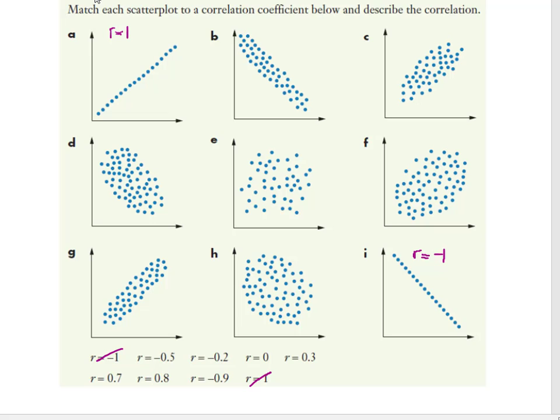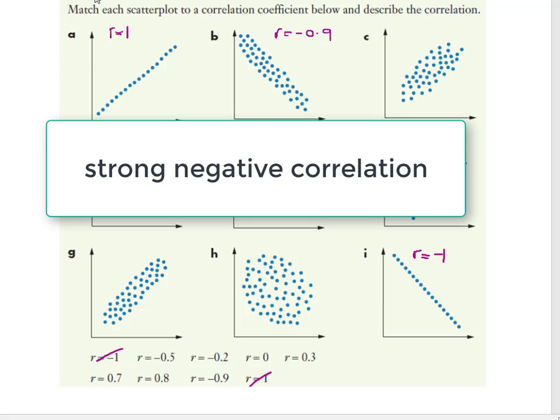So if I have a look at B, if I was to look at this graph, I'd say it's in a negative direction because it's looking that way. And so if I'm looking through my correlations, it looks almost like it's a straight line, but there's a whole lot of dots going around all over the place. So I'm going to say that R equals -0.9. And I'm going to say that it is a strong negative correlation.